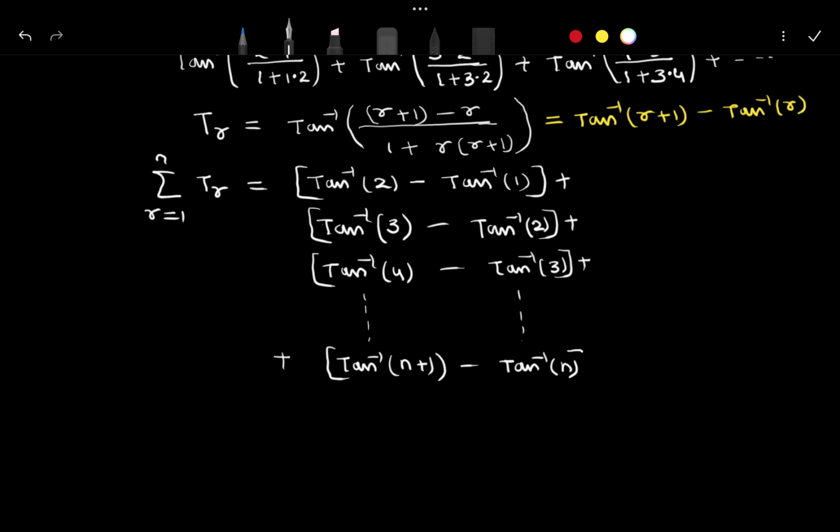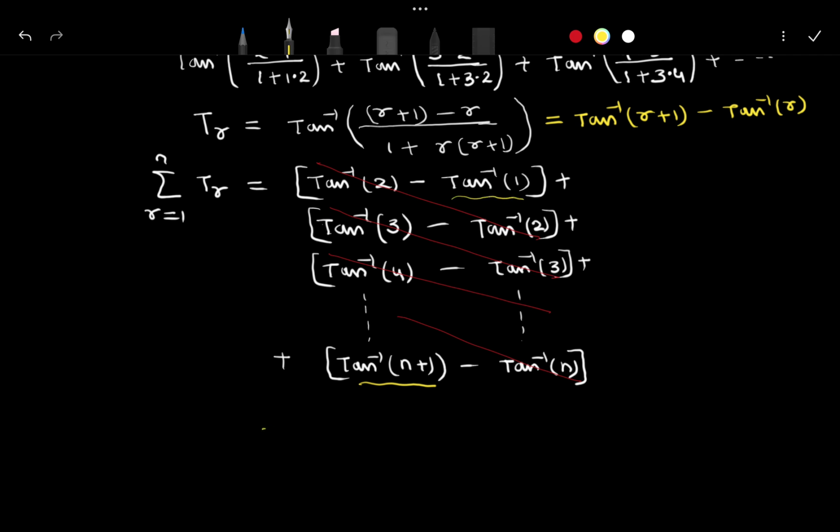Now by observing all the terms, you can find that plus tan inverse of 2 and minus tan inverse of 2 will cancel. Tan inverse of 3 will cancel. Tan inverse of 4 will cancel. Like tan inverse of n will be cancelled. So what is the resultant value? The remaining terms will be tan inverse of n plus 1 and minus tan inverse of 1.